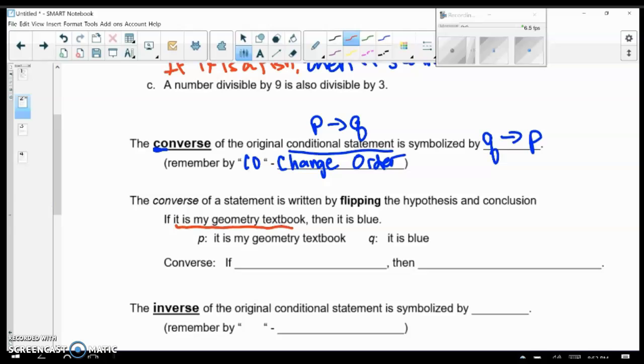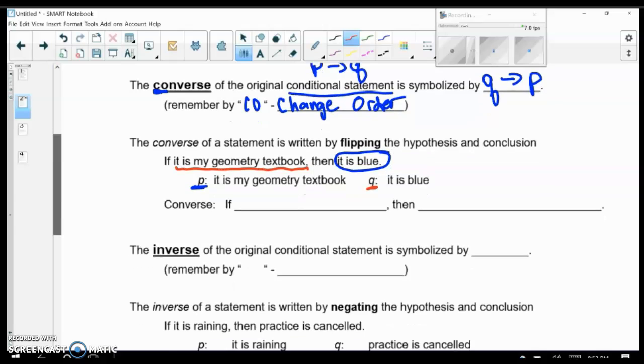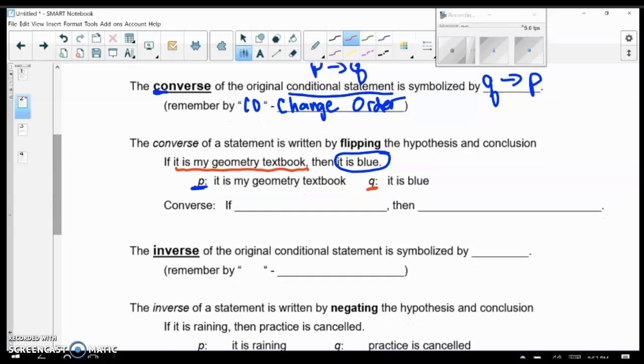Let's take a look at an example. If it is my geometry textbook, then it is blue. So the P in the original would be if it's my geometry textbook, and the Q in the original would be then it is blue. So we're going to switch that around. So if it is blue, then it is my geometry textbook.